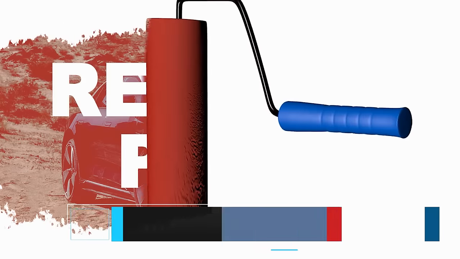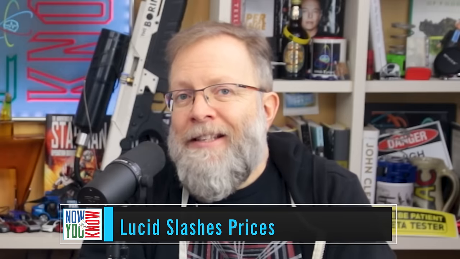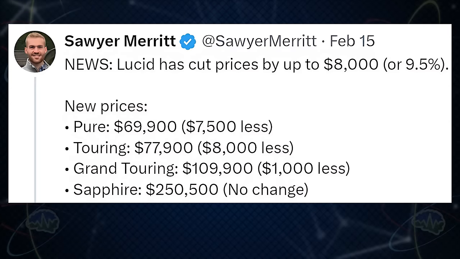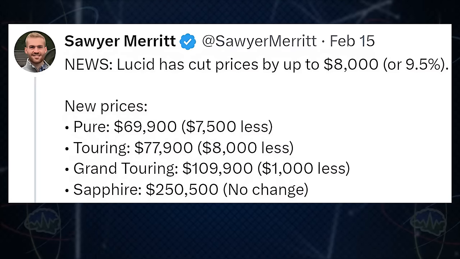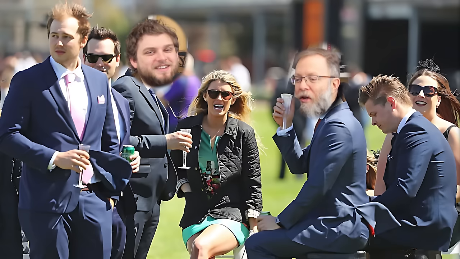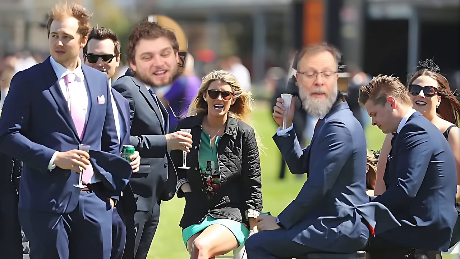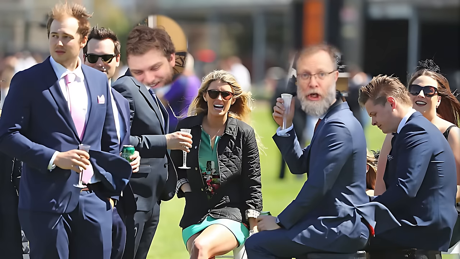So Lucid just announced big price cuts to all their models. Check this out. Pure is down $7,500. The Touring is down $8,000. The Grand Touring is down $1,000. And no change to the Sapphire. Sorry, folks. In fact, it's a little more than a quarter of a million. So you can tell all your friends, my car is worth more than $250,000. You're welcome. Wow. So, I mean, Lucid really cares about their customers. They just want to make owning a Lucid more affordable.